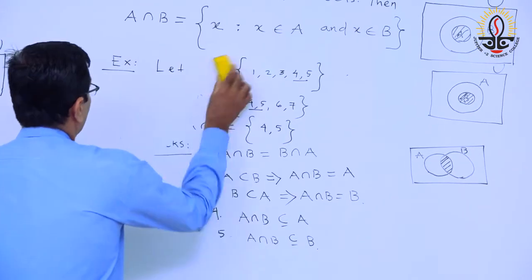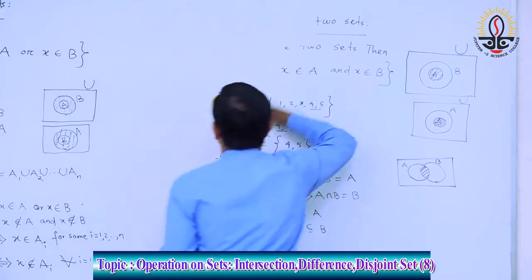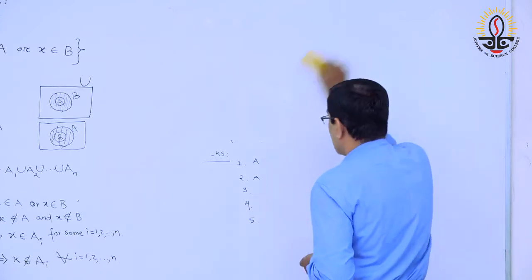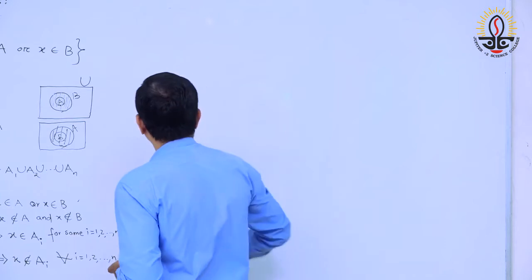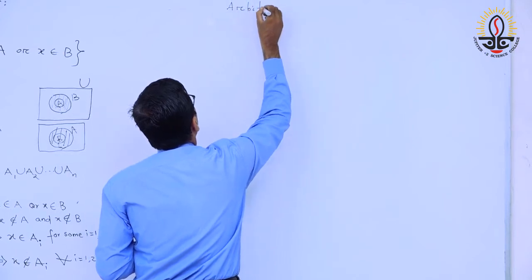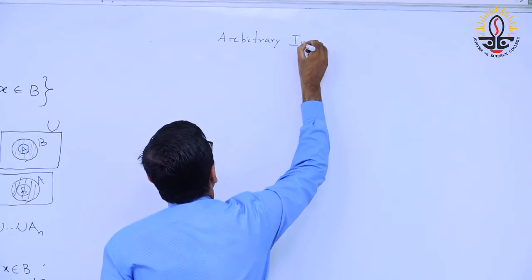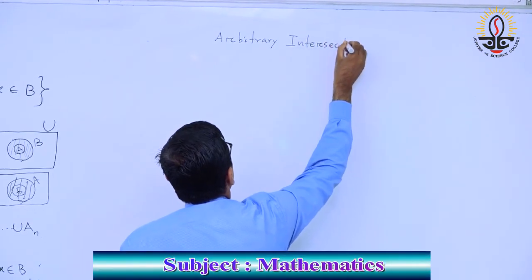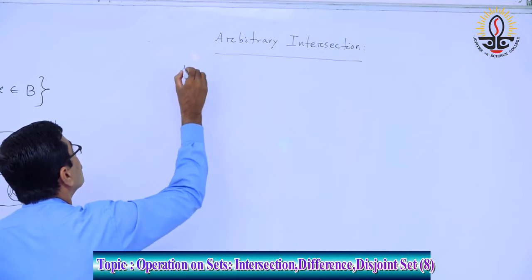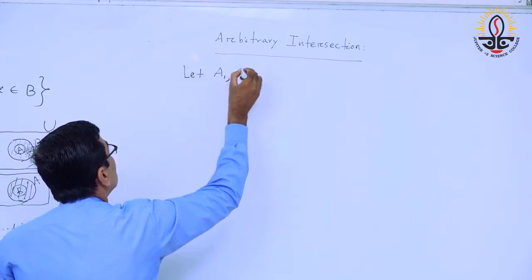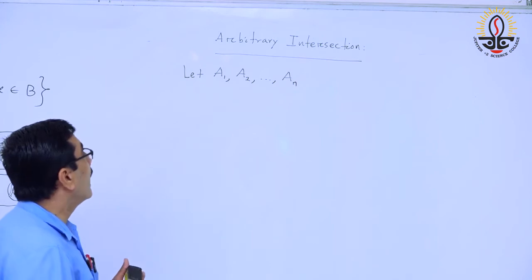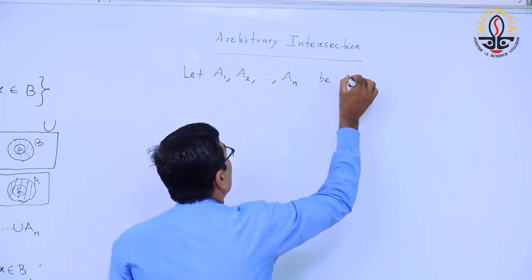After this we will read about the arbitrary intersection. After learning about arbitrary intersection, we will write four more important remarks. So, arbitrary intersection. Similarly, let A1, A2, ..., An be n sets.